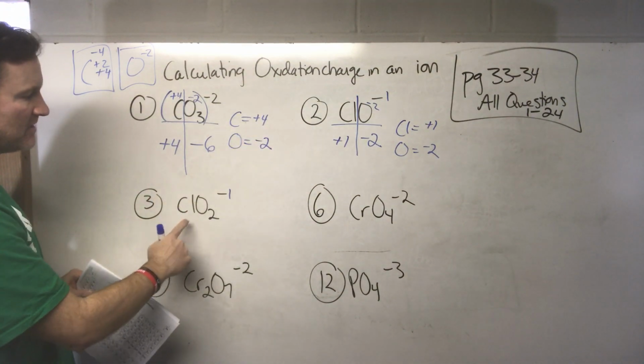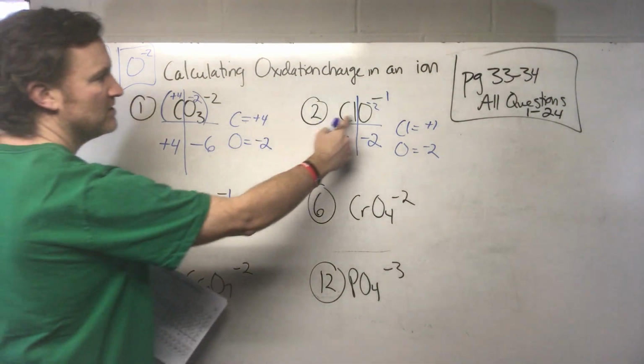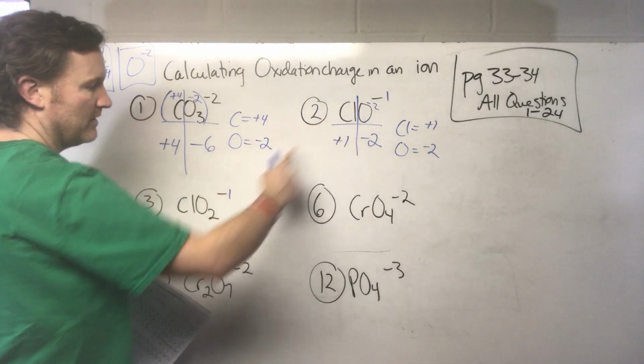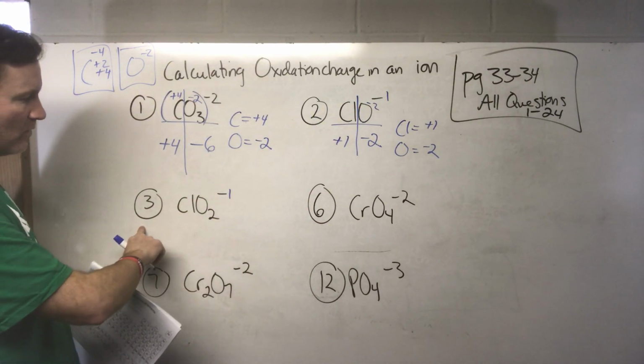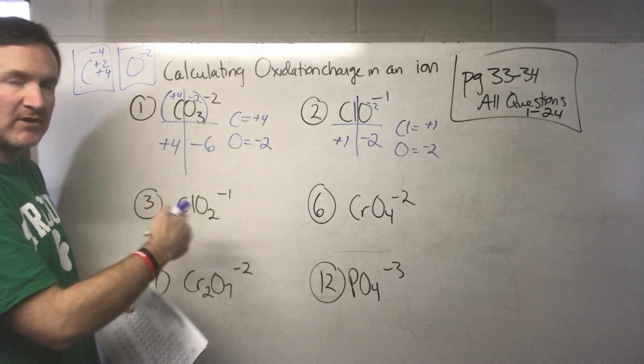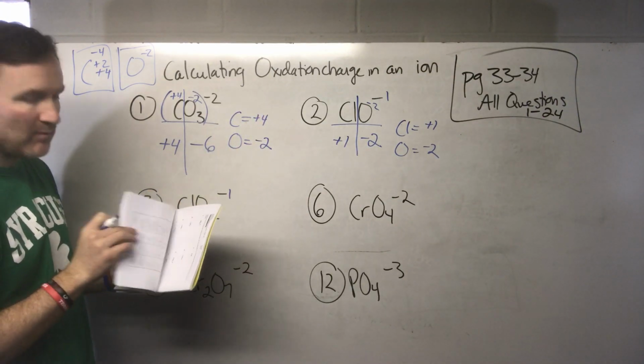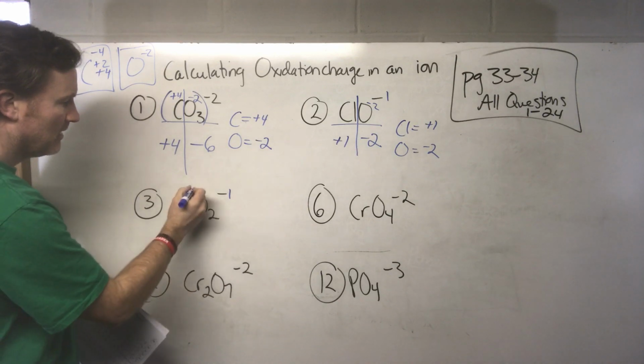Notice the formulas are very similar, ClO2 and just ClO. They're both -1. And you'll notice one of your next questions. Now, notice, okay, we're on number 3 now. They look very similar. I believe number 4 is very similar as well, but I'm going to let you figure that one out on your own.